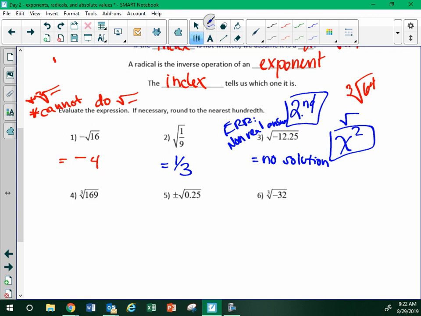Okay, now number 4 is a little different, right? We've got that cube root. So cube root of 169. Our cube root is a little hidden. We can't use the square root for that. It's under math. So for our cube root, you want to hit math. So you hit math. And then you'll see option 4 has a little cube root.